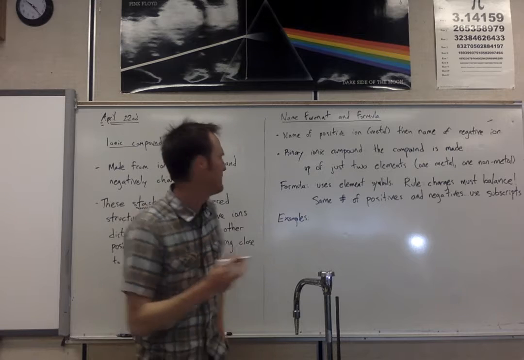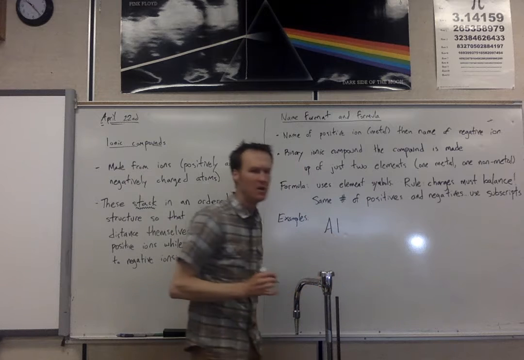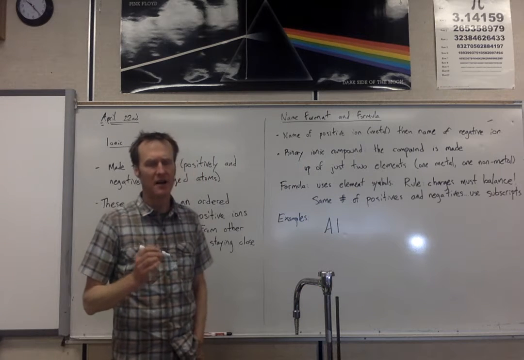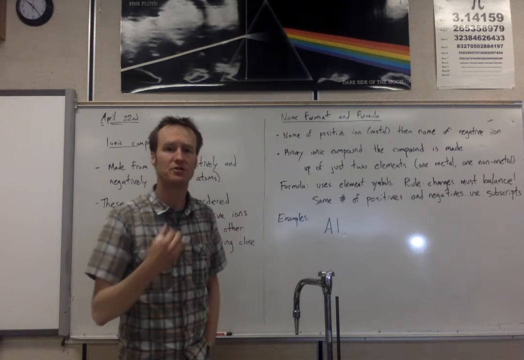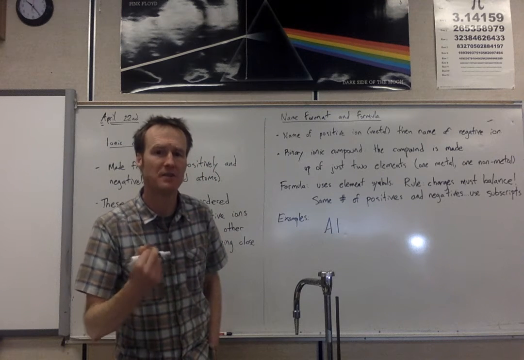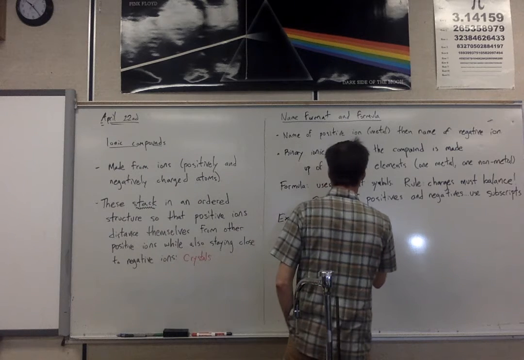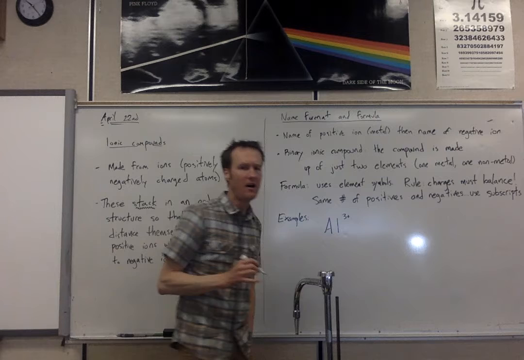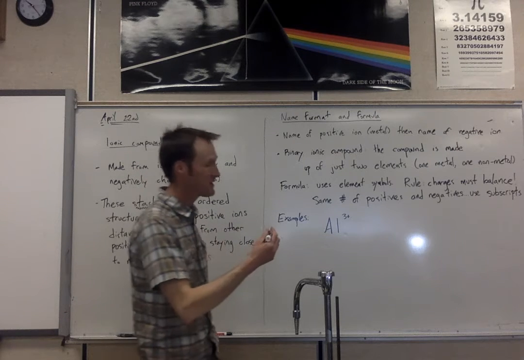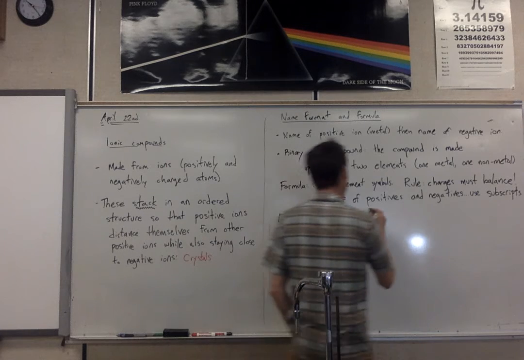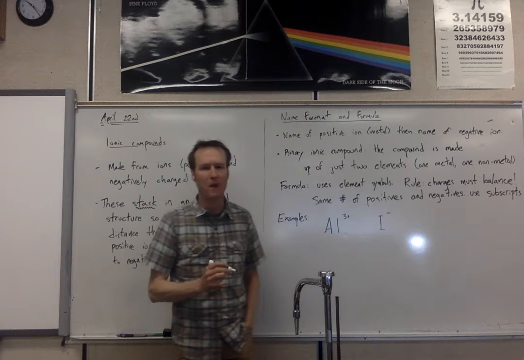Now, aluminum, if you look in the periodic table, its element symbol is Al. You will also see that the charge on an aluminum ion is +3. You're stripping 3 electrons from it to make an aluminum ion, making it a +3 charge. Iodine, as an ion, is going to have the symbol I minus. The minus means -1.